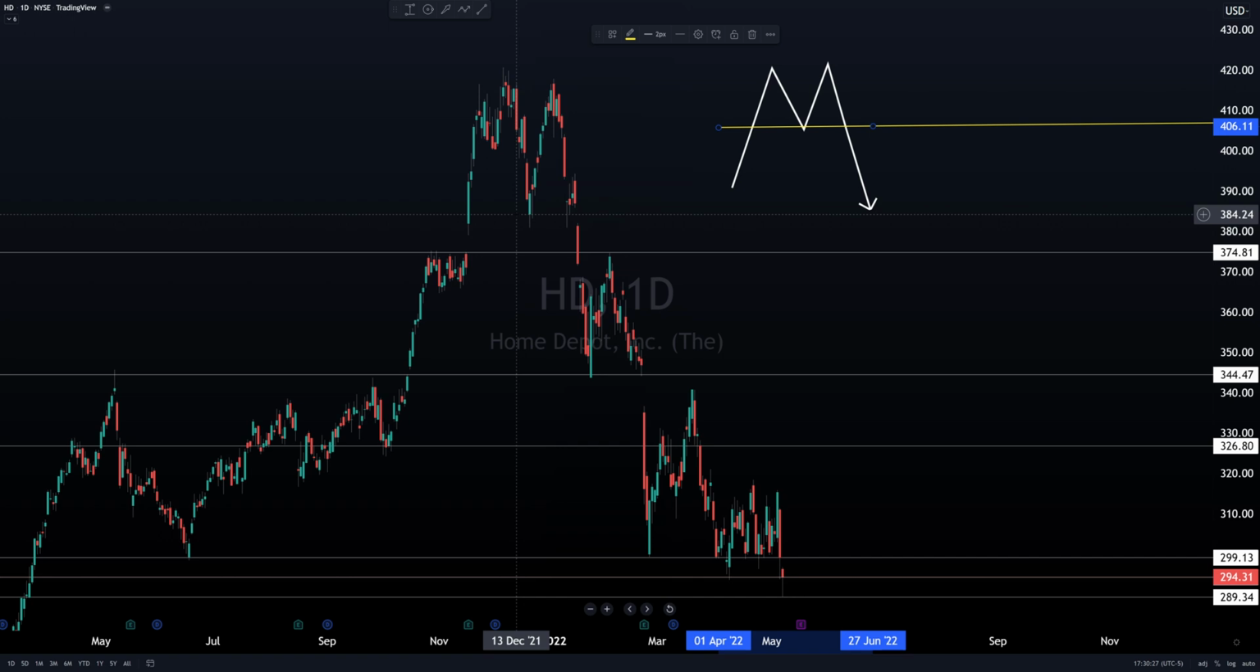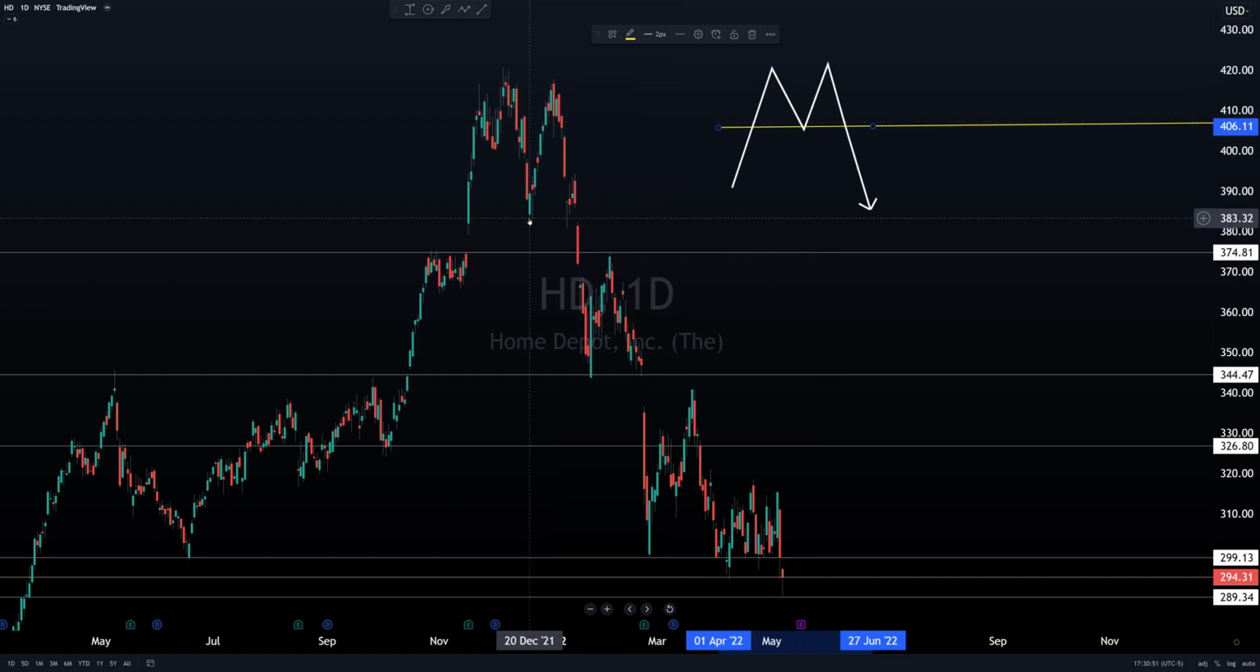So I'm interested in this neckline. I want to keep an eye on it on the way back up because this is a pullback area of support because we did bounce back up, right? When you have the first top being formed, you get this pullback. It does hold up as support to make the second top.